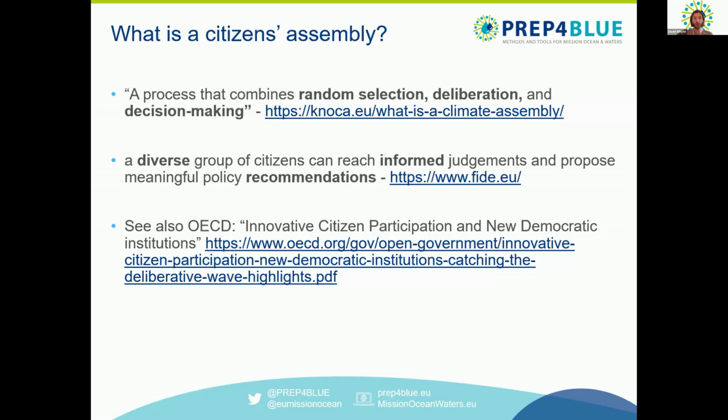What we're talking about today, there can be many definitions, but good practice around these processes is settling on something that combines random selection, deliberation, and decision making on behalf of citizens. And ensuring diversity of the group in some ways, and being able to track that, is also very important. Our facilitators today, once I introduce them, will describe their very good practice example of having done that. That's it, diversity, so that citizens can reach informed decisions and make recommendations, so that the result of an assembly leads to something.